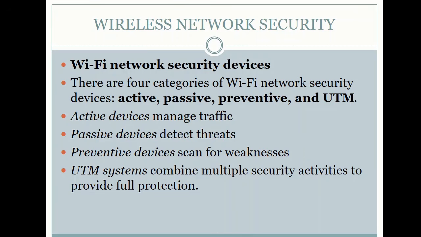And the third one is preventive devices. This is used for scanning for weakness. If you find the stability of the security system or security software is weak, these are used to scan it. That is preventive devices. And at last, UTM. These UTMs are used for combining multiple security activities to provide full protection. If we need full protection, we can go with UTM devices.